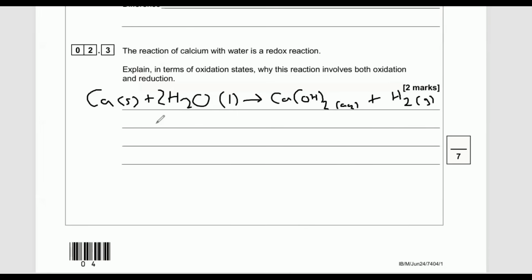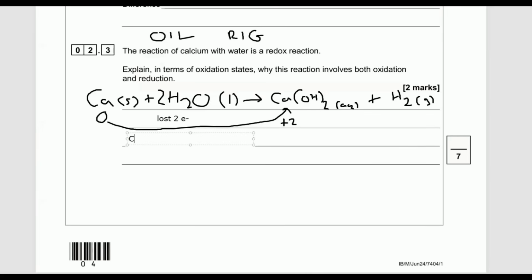Okay, so let's look at why this is a redox reaction. You should know how to do this. Calcium is in its elemental state, so it has a zero oxidation state. If we take that through to here, calcium is now in a +2 state because it's a group 2 metal, and that means it has lost two electrons. And what has happened if you've lost two electrons? Do you remember the little funky thing, OIL RIG? You probably learned that at GCSE as well. Oxidation is loss. So the calcium has been oxidized.